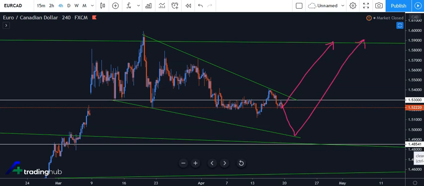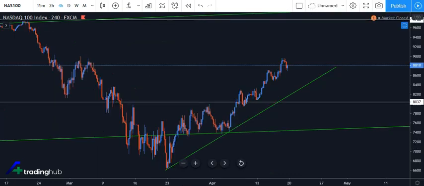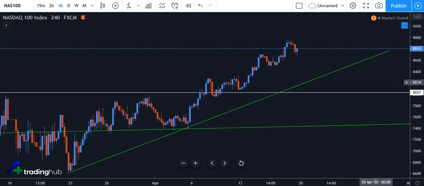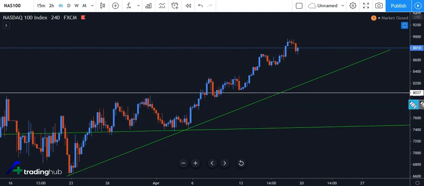Okay, the next pair I want to look at is Nasdaq 100. So last week I projected price to continue pushing up on Nasdaq, and price did just that. As of last week, price was here, so I say price will continue pushing to the top or may retest the trend line before pushing to the top. But suddenly price didn't retest that trend line again, rather we saw it to the top.